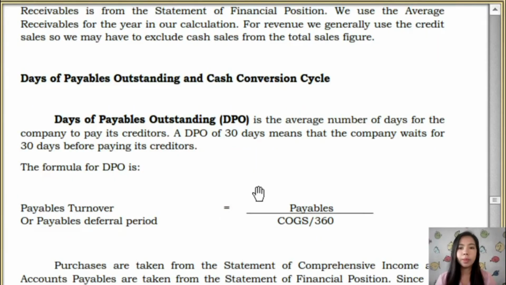Next, days of payables outstanding and the cash conversion cycle. So, DPO, average number of days for the company to pay its creditors. Okay, so you have here payables over cost of goods sold. So, pinaikli na lang po natin siya. Over 360 days.